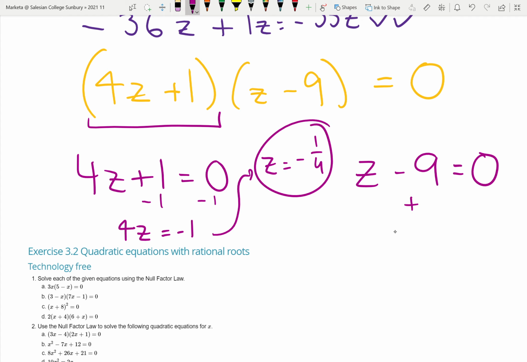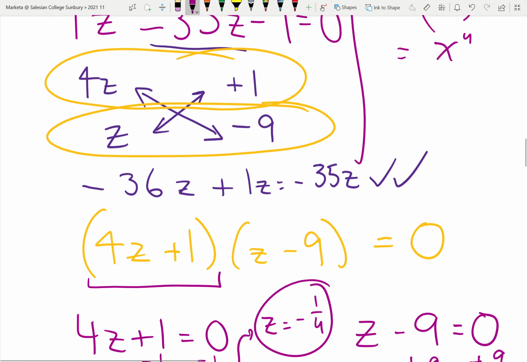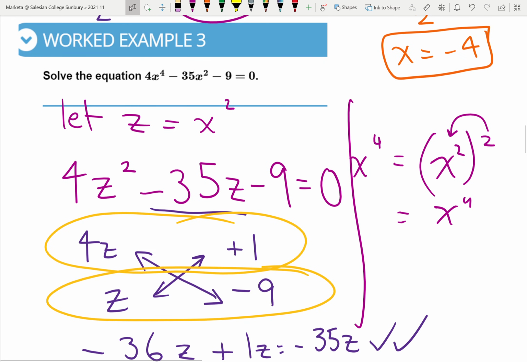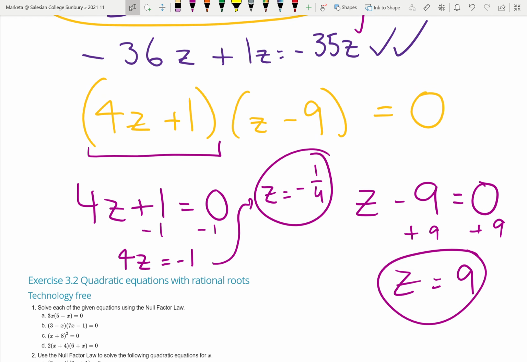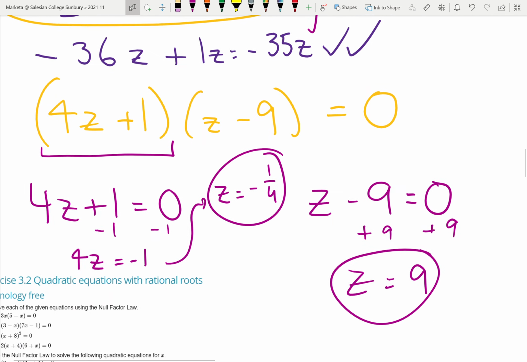And then I've got plus 9 on both sides. That means z equals 9. Now, a lot of people will leave it like this, but this is not the answer. Remember, we're looking at x. So remember, we're solving for x. We're not solving for z. z was just the pronumeral we used in order to make it a little bit easier to work with.